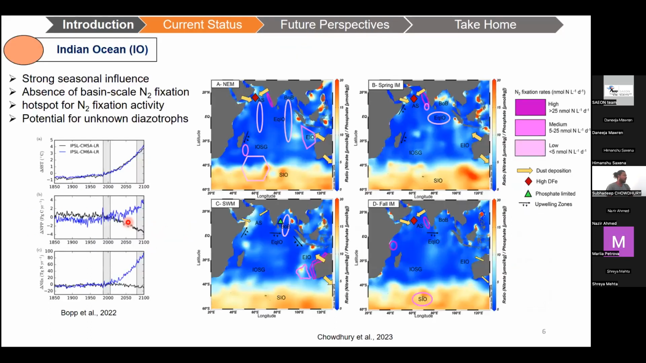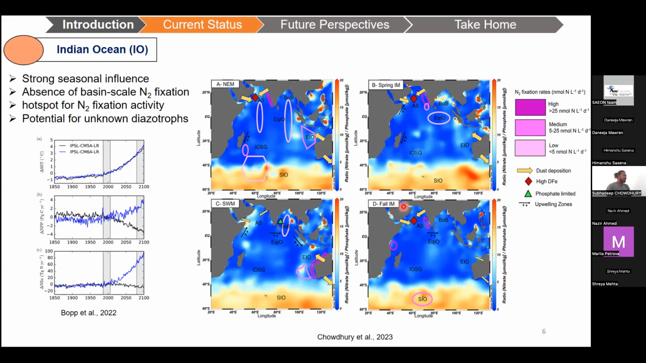So why the Indian Ocean? What is happening in the Indian Ocean? Recent global climate models suggested that with climate change, primary productivity is going to increase. And this is because of nitrogen fixation, though there are uncertainties, mainly because of the Indian Ocean, as there is less coverage of the Indian Ocean in the models.